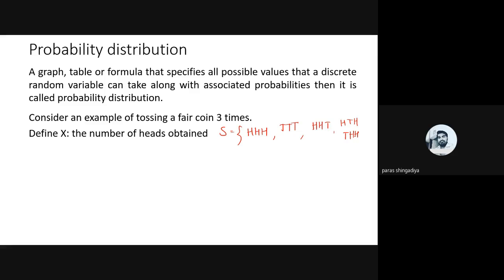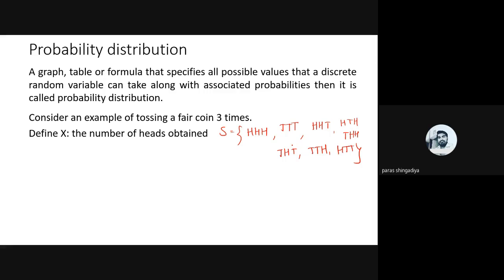Now we consider the possibilities for two tails, one head. So in the next case, that is THT, TTH, and HTT. These are the possibilities when you toss the three coins. You toss three coins at a time, so these are the possibilities of that experiment.